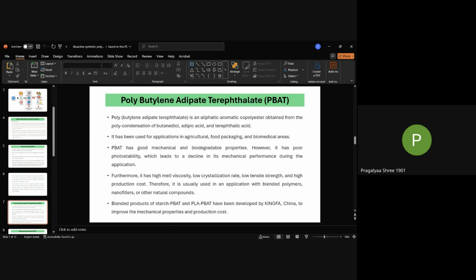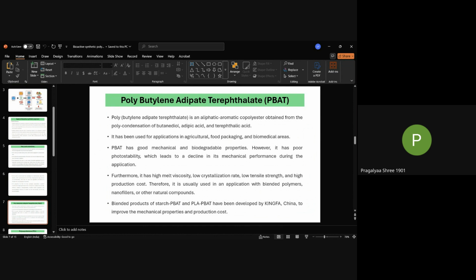The next is polybutylene adipate terephthalate, that is PBAT. Polybutylene adipate terephthalate is an aliphatic aromatic copolyester obtained from the polycondensation of butanediol, adipic acid, and terephthalic acid. So this polybutylene adipate terephthalate is a polymer which is an aliphatic and aromatic copolyester.